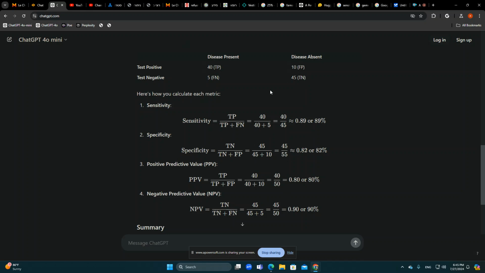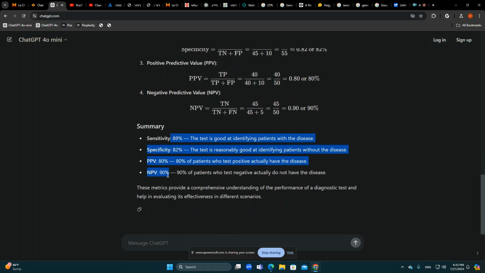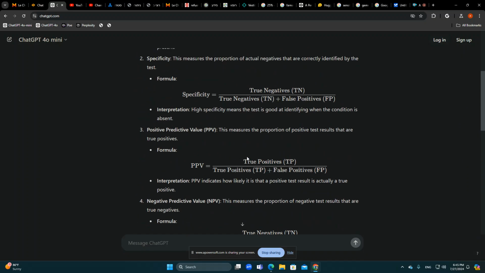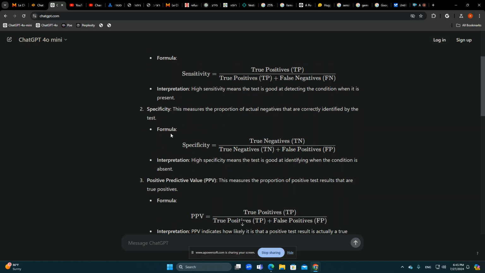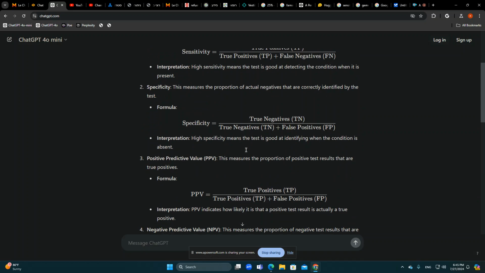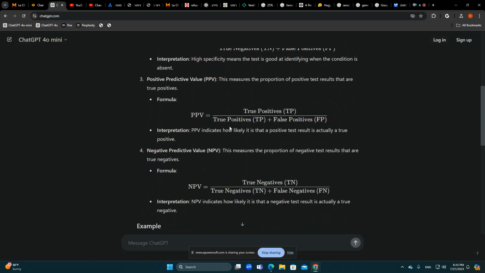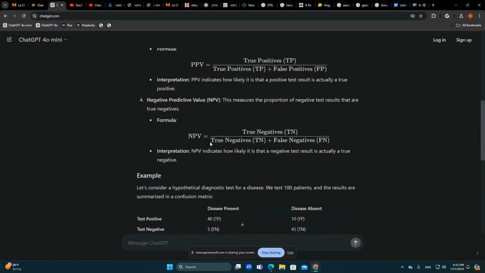These are the calculations. This is for example, and this was about sensitivity. Good at ruling out. Good at telling if it's negative. If it's negative, it's probably negative. It's probably that the patient is negative. Specificity: if the test is positive, probably the patient is positive. Positive predictive value: what is the probability that if the test is positive, the patient is really positive, and negative predictive value: what is the probability that if the test is negative, really the patient is negative.